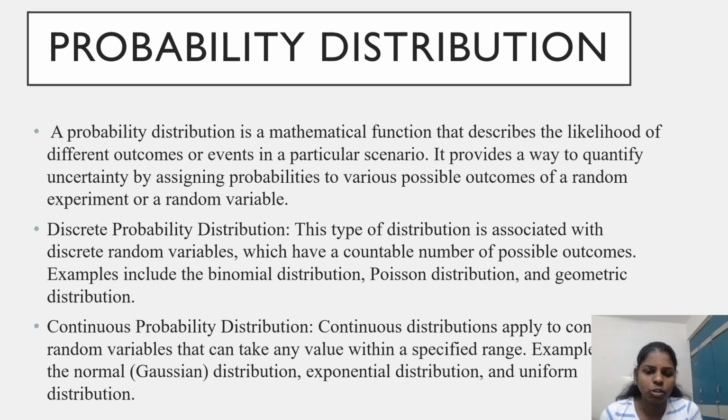Discrete probability distribution. This type of distribution is associated with discrete random variables which have a countable number of possible outcomes. Examples include the binomial distribution, Poisson distribution, and geometric distribution. Whereas continuous probability distribution is applied to continuous random variables that can take any value within a specified range. Examples: the normal distribution, exponential distribution, and uniform distribution.